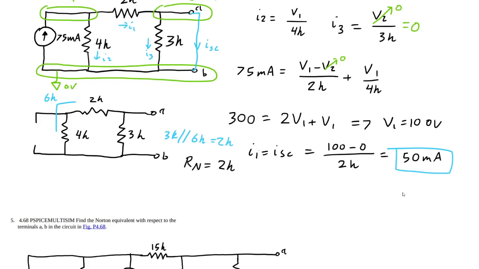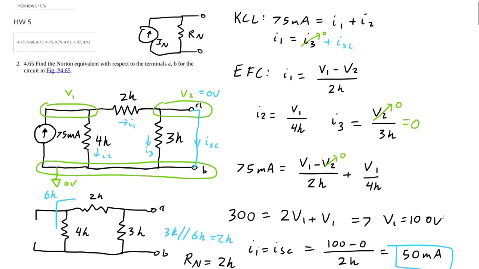So the Norton equivalent circuit is going to look like this. We're going to have a current source, that's our ISC, and then our R Norton. So we can say 50 milliamps and 2 kiloohms. And there we go. We have the Norton equivalent circuit for this problem 1.